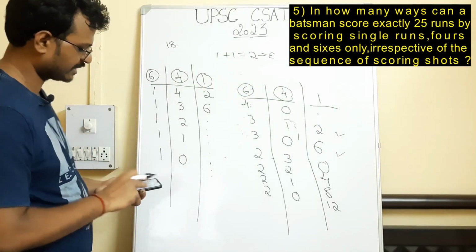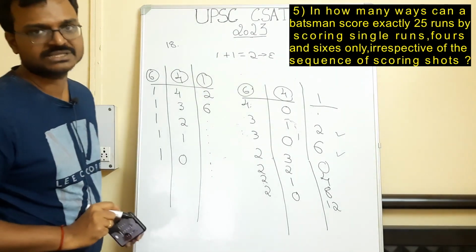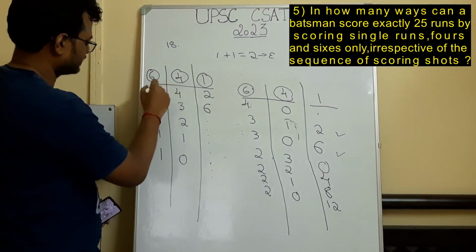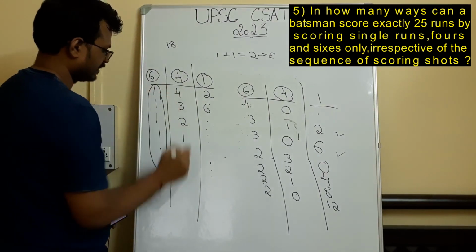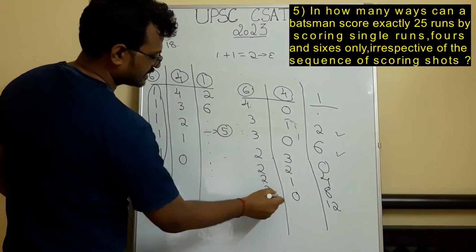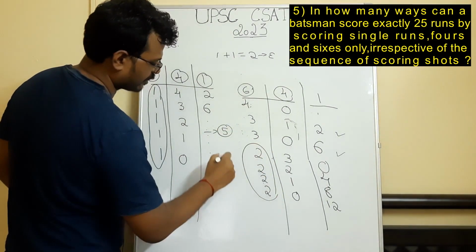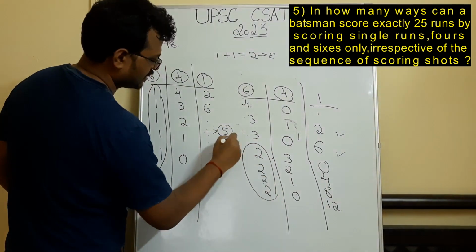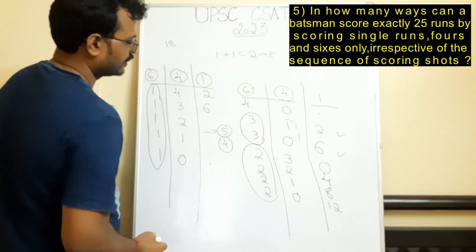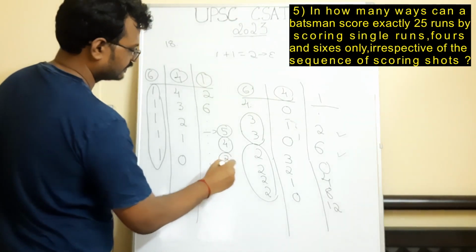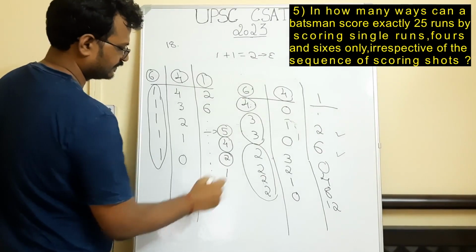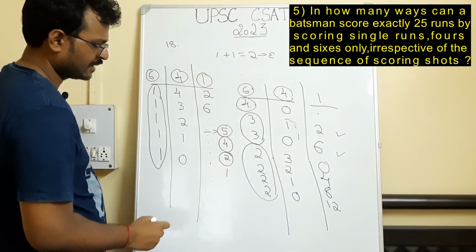because they are asking the total number of ways in which you can arrive at this, right? So you have 5 possibilities when 6 is 1. When 6 is 2, you had 4 possibilities. When 6 is 3, you had 2 possibilities. When 6 is 4, you had just 1 possibility, right?